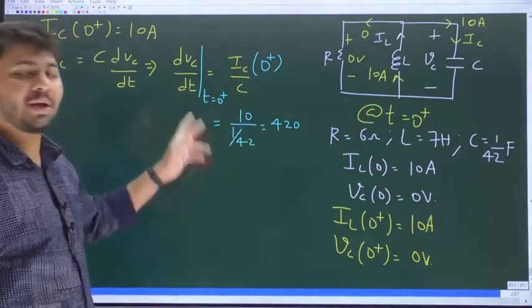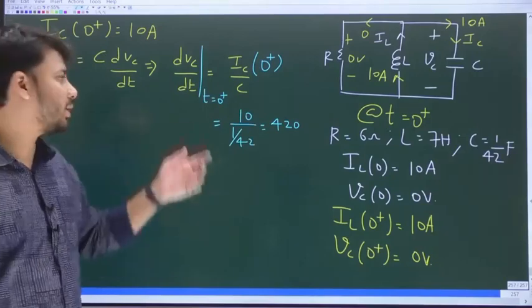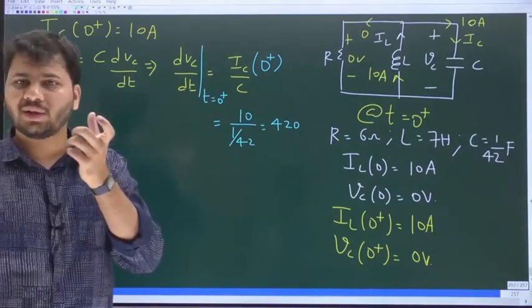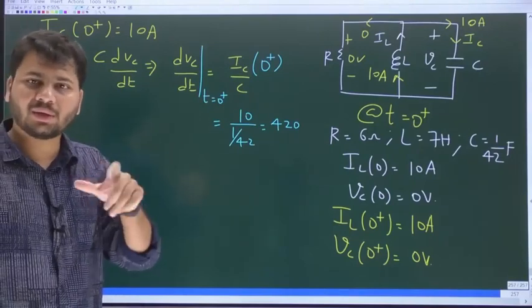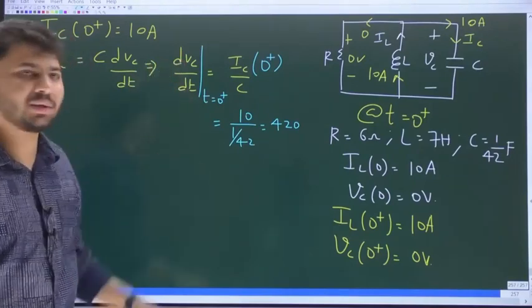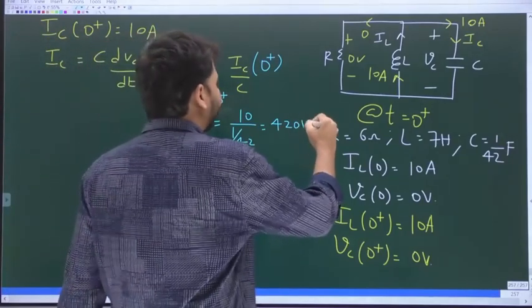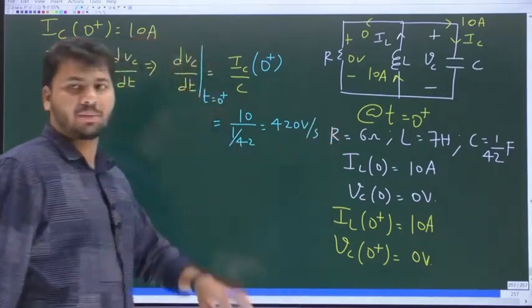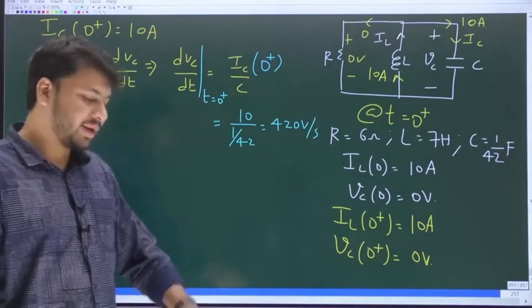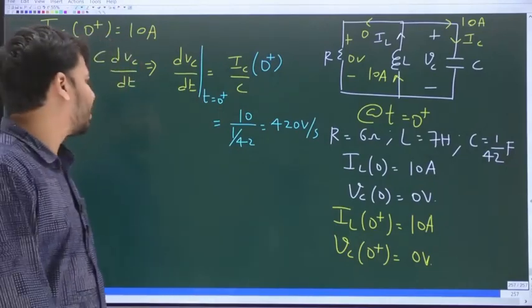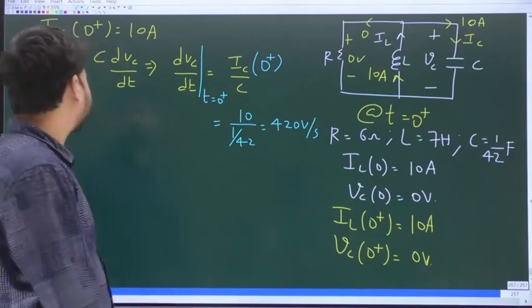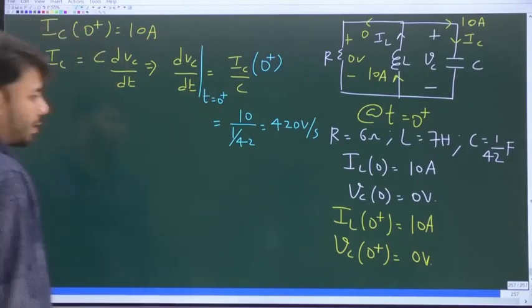What are the units of dVC by dt? Volts per second, because dVC is the change in voltage in volts, and dt is the length of the interval in seconds. So dVC by dt at t equal to 0 plus is 420 volts per second. I hope this is clear.